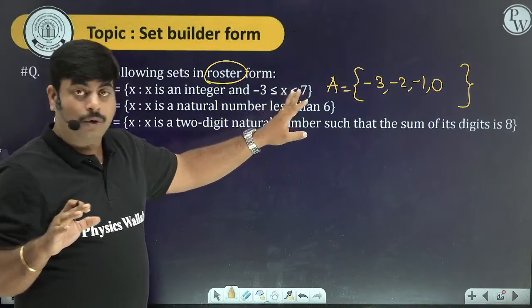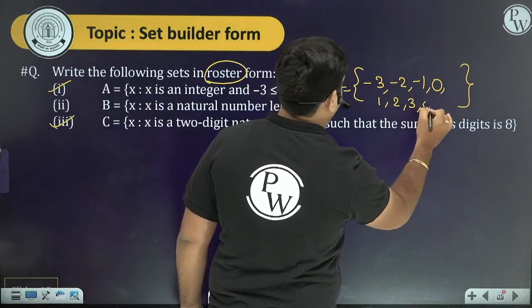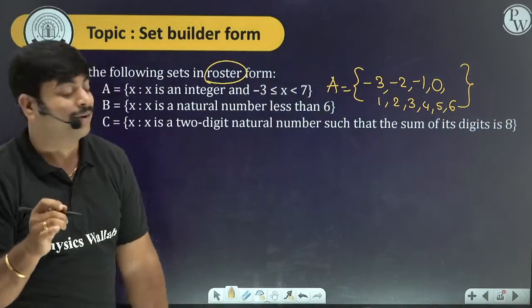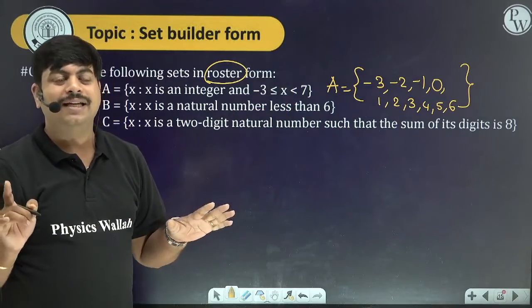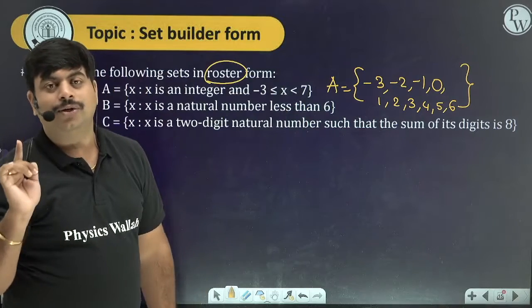And we can go till 7. So don't stop there. Come on. 1, 2, 3, 4, 5, 6. And what about 7? 7 can be included, yes or no? No. Why? Because it is just less than 7. So you should not include 7 in that.